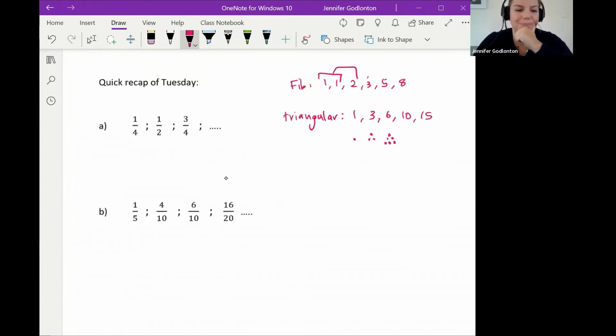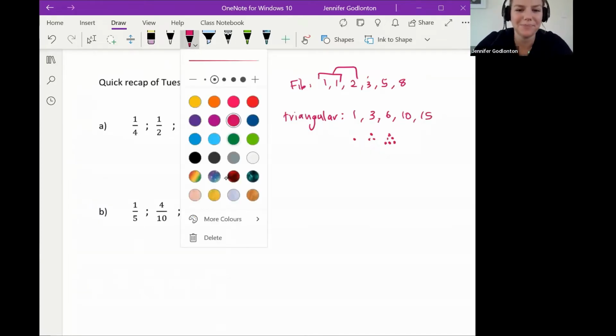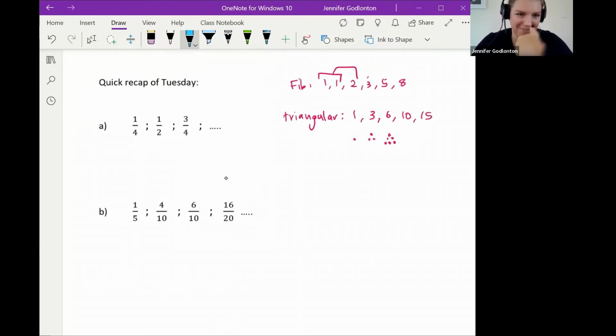It was sneaky. Let's see if anyone remembers. Think about differences. You find the difference between the two numbers. Like 3 minus 1 would be 2, so a difference of 2. Then 6 minus 3 is a difference of 3, and then 10 minus 6 is a difference of 4, and then you'd keep going on. Good, nice. So that's our triangular numbers.